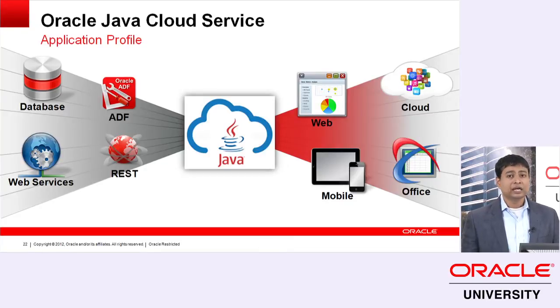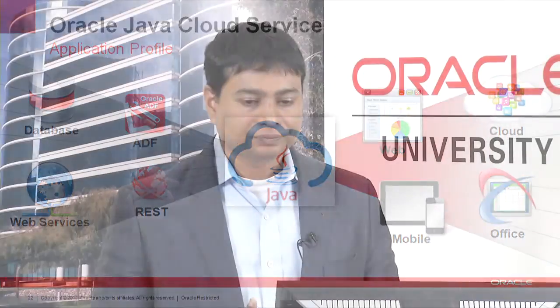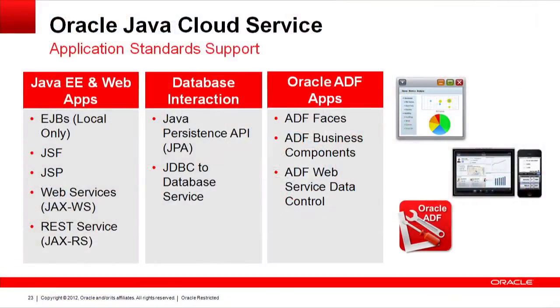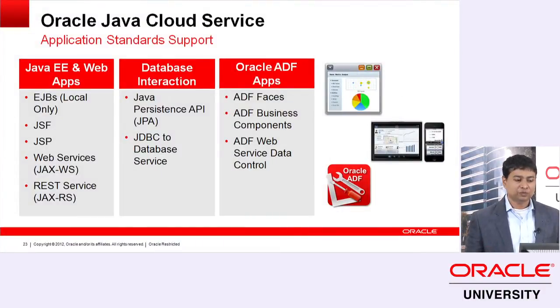So you can build web applications and mobile applications using the ADF technology, and it's already enabled for you in the Java Cloud Service. So you don't have to worry about it. As soon as the environment is available, you can start building these applications. Here is a little bit deeper look at the technologies that are available in Java Cloud Service. As you can see, they are the standard ones that the Java EE spec talks about: EJBs, JSF, JSPs, web services and REST services.